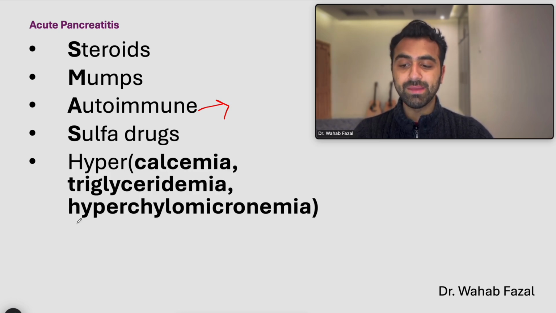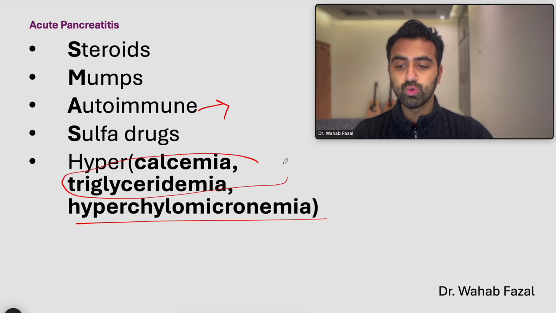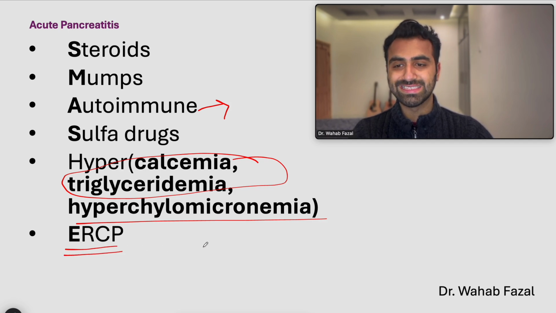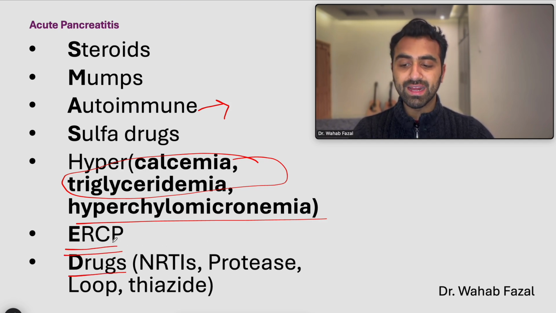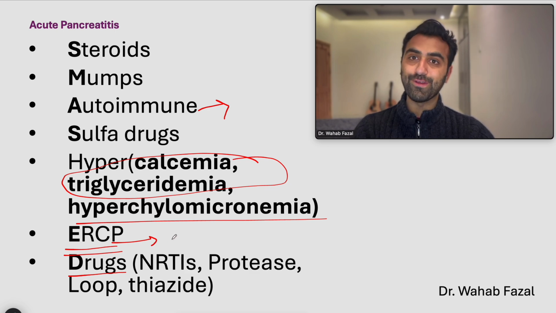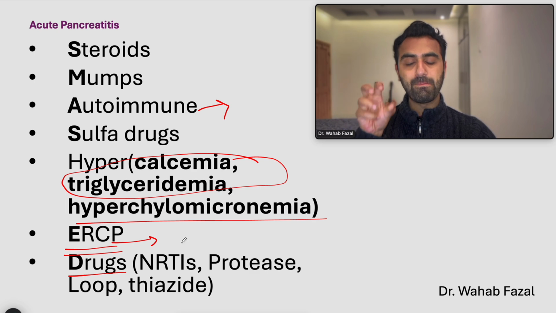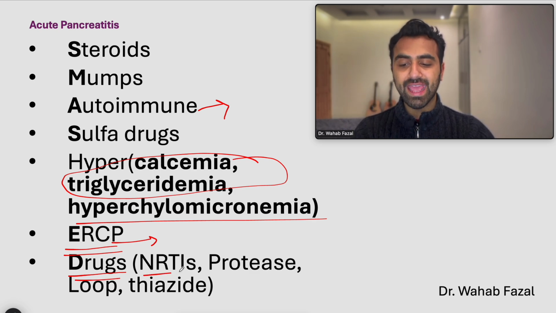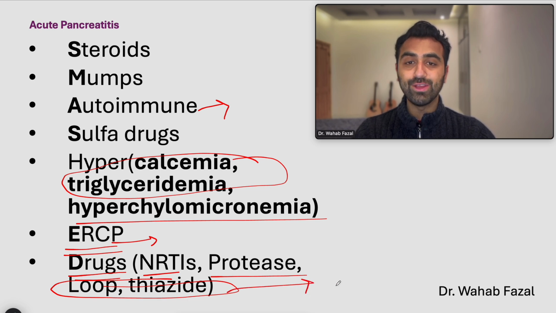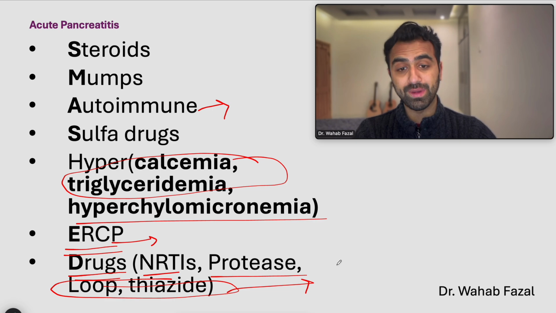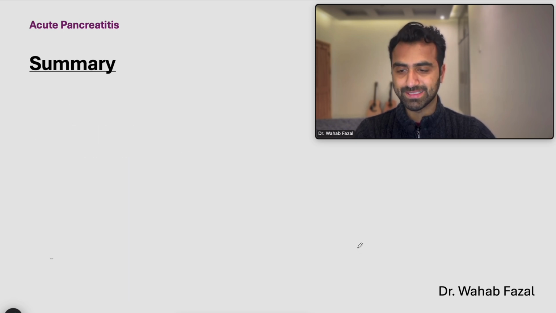Hypercalcemia, hypertriglyceridemia, and hyperchylomicronemia. These two are especially important, and I'll talk about their management in the next video as well. And then ERCP, very important. This procedure is done very frequently. ERCP is also used for the treatment of acute pancreatitis as well, if you think there is biliary pancreatitis, if there's a stone coming in and blocking that pancreatic duct. And drugs like NRTIs, protease inhibitors, and very, very important, loop and thiazides. Similarly, you can have other drugs like anti-epileptics and GLP-1 analogs as well, and azathioprine that can cause pancreatitis.